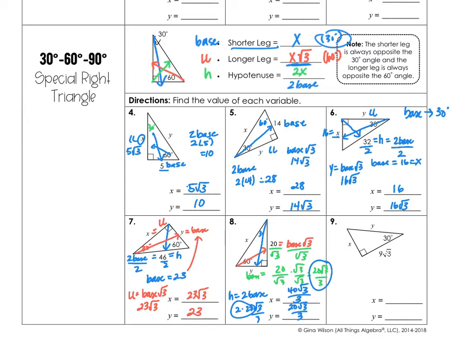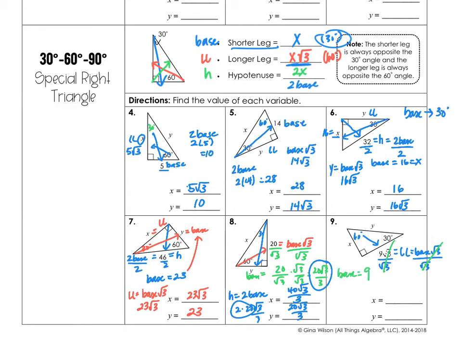Now, number 9 is going to work very similarly. Okay, we know that this is 60, which means we have been given our longer leg. Now, our longer leg formula is base root 3. To find our base, which is what we need to find, we need to divide by root 3. Now, this is going to work out beautifully for us because our root 3's are going to cancel on both sides. So this tells us that our base is 9.